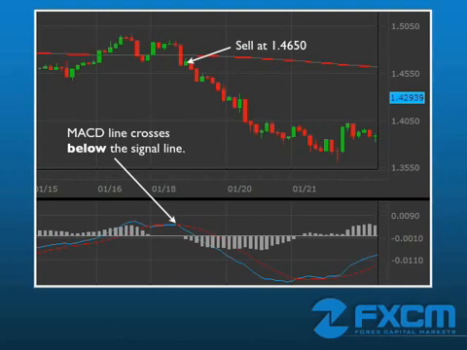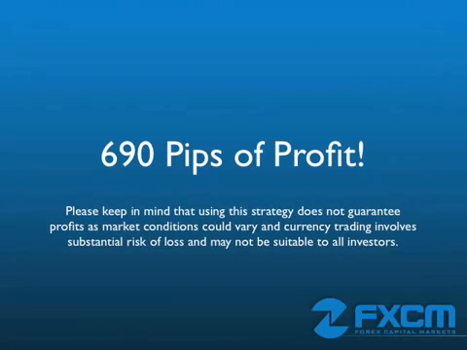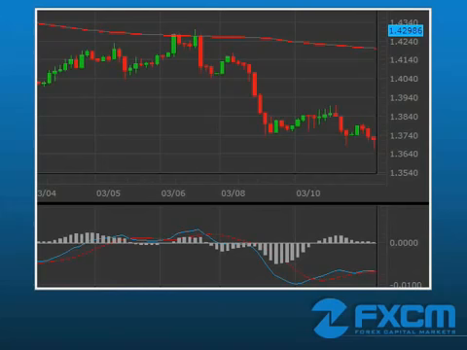Okay, here's the perfect example of where the MACD line crosses below the signal line, giving us a signal to sell. Let's go ahead and enter here at a price of roughly 1.4650. Now moving forward, things are looking pretty good. And right here, the MACD line crosses back below the signal line. We can close out our trade here at about 1.3960 and take a profit of about 690 pips.